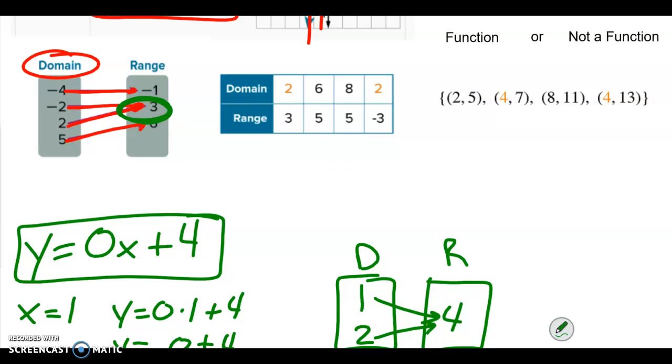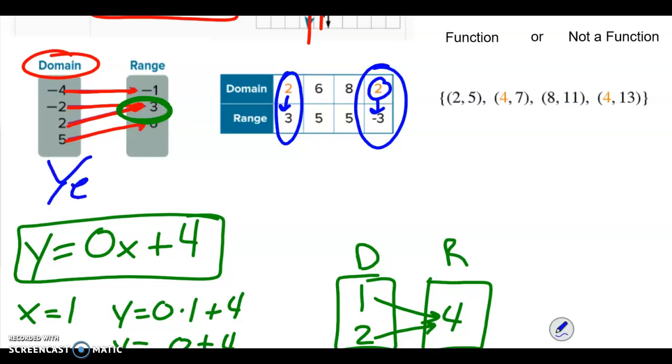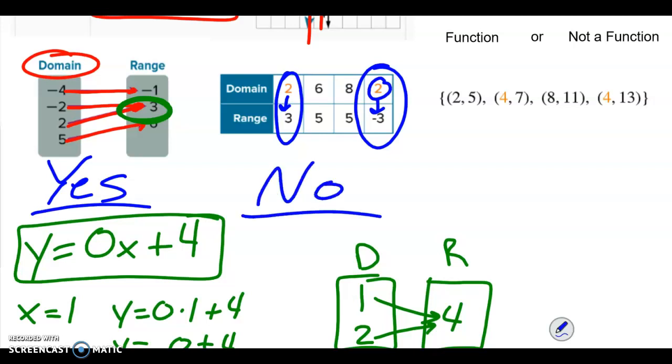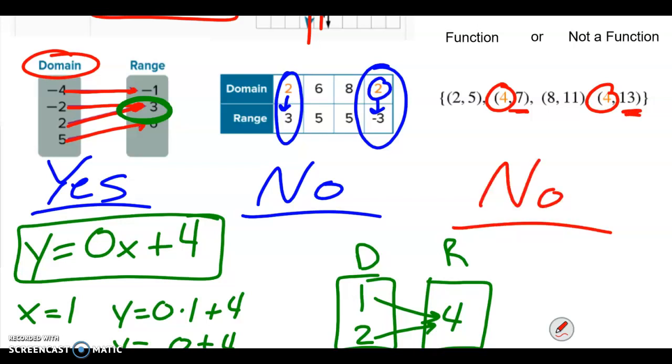Okay? So my domain here, notice your x values. I've got a 2 that's paired up with a 3. I've got another 2 paired up with a -3. That can't happen. Okay? So this one over here, yes, it is a function. The one in the middle, no, it is not a function. And then on the right side, again, I've got a 4 paired up with a 7 and a 4 paired up with a 13. That cannot happen. That one is no as well. And here's why.